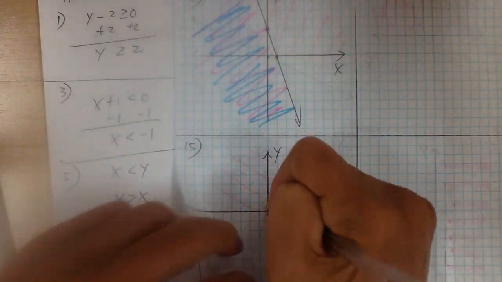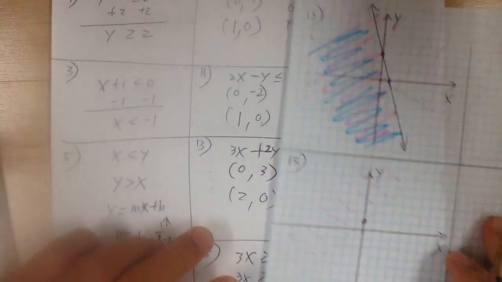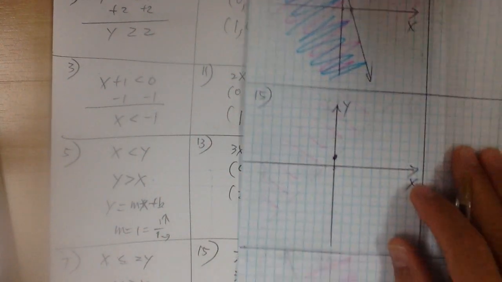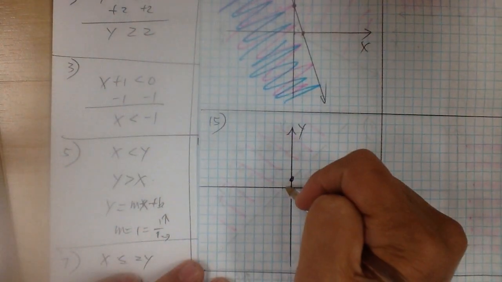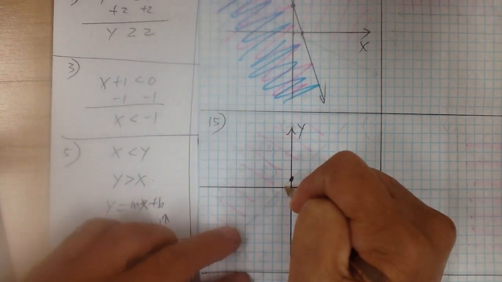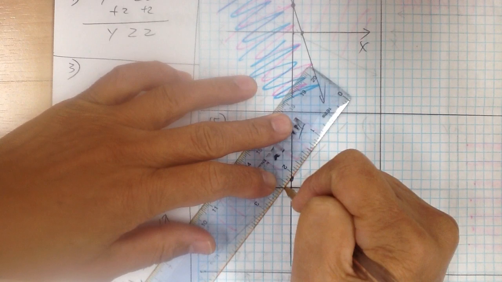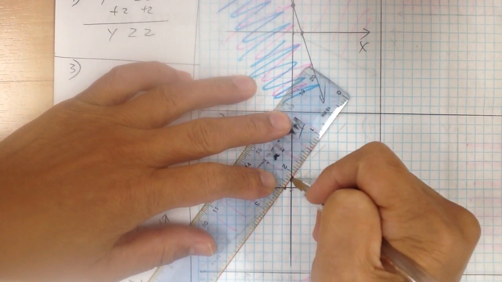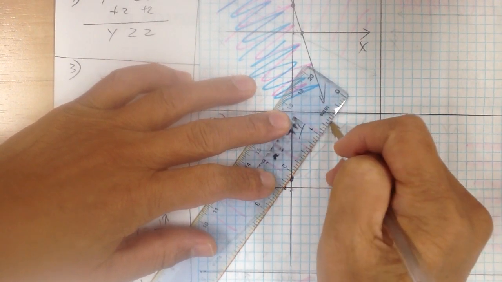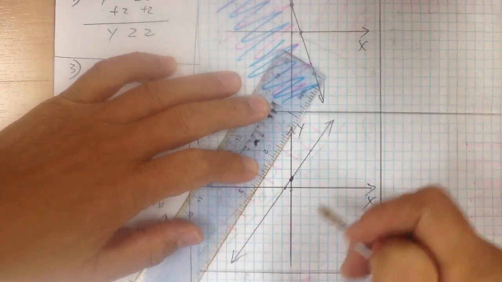Okay, so our first point is (0, 1). So (0, 1) is over here, and this is going to be a solid line, right? And (-2/3, 0) is over here. Okay, so you're going to get this.